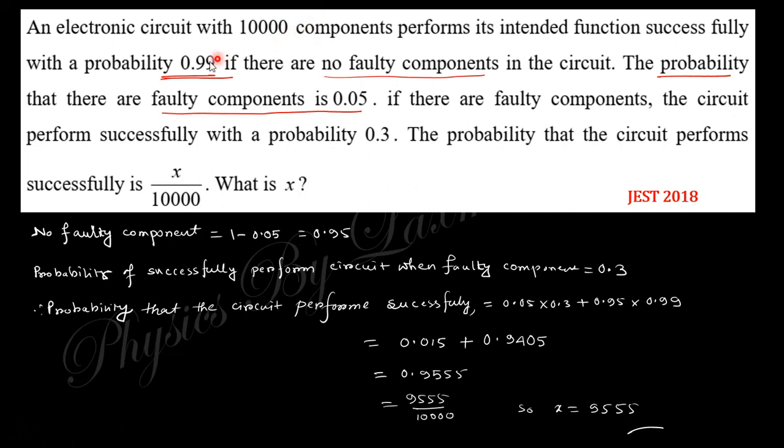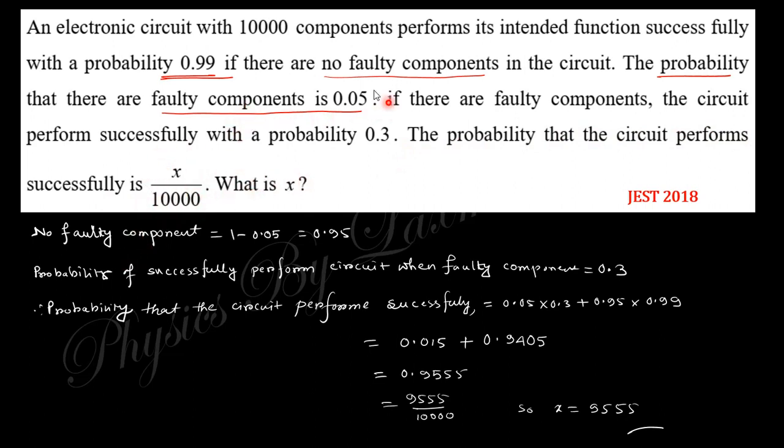An electronic circuit with 10,000 components performs its intended function successfully with a probability of 0.99. This is the probability when it is fully operating with no faulty component in the circuit. The probability that there is a faulty component is 0.05. If there is a faulty component, the circuit performs successfully with probability 0.3. The probability of the circuit performing successfully is like that; what is the value of x?